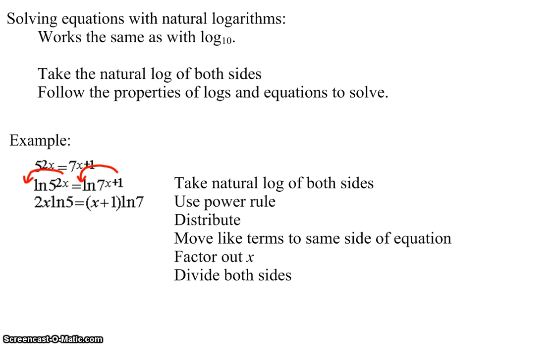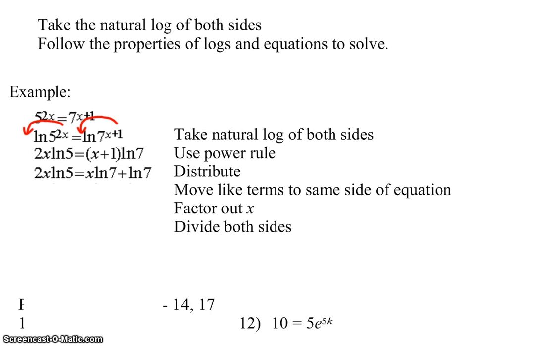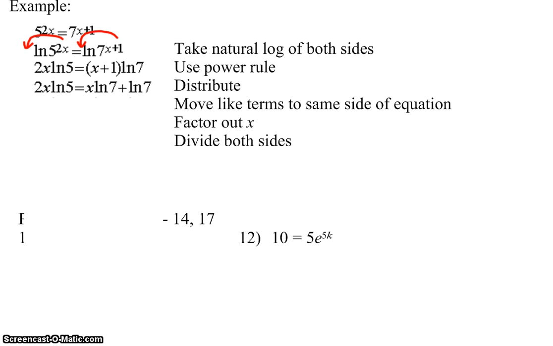Now, because we have variables on both sides of the equation, we do want to use the distributive property. So our next line would be 2x ln 5 equals x ln 7 plus ln 7. Now, we're going to continue the problem by moving like terms to the same side of the equation. So I'm going to subtract x ln 7 from both sides, and I end up with 2x times the natural log of 5 minus x times the natural log of 7 equals the natural log of 7. Factor out the x. So I have x times 2 times the natural log of 5 minus the natural log of 7 equals the natural log of 7.